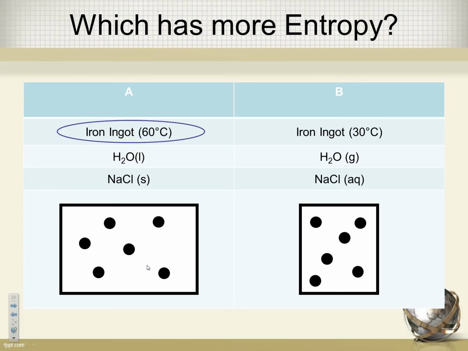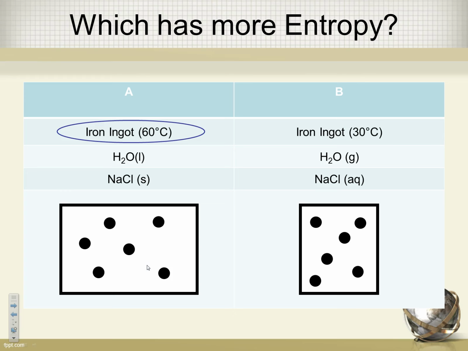Okay. It's the one at 60 degrees. The reason for this is because it has a higher temperature. So as I said, higher temperature means that there are more accessible electron states, and also the particles are moving faster, so there's more locations available to them.